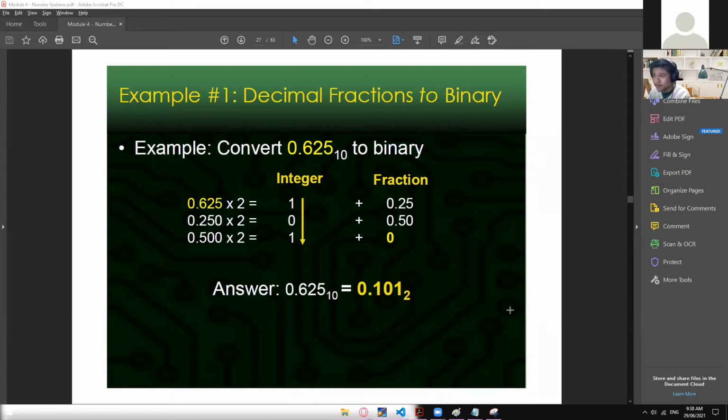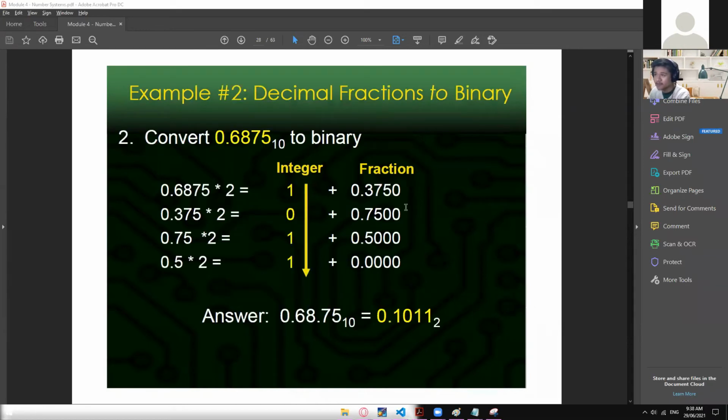Okay, so that's it for this decimal fraction. So let's now have the second example. Again, it is still a fraction, 0.6875, and it is still asking us to convert this one to binary. So our multiplier is still 2. So 0.6875 times 2 will give us 1.3750. With this one, you can just simply use your calculator to avoid incorrect answers. So 1 for the integer and then 0.375 for the fraction.